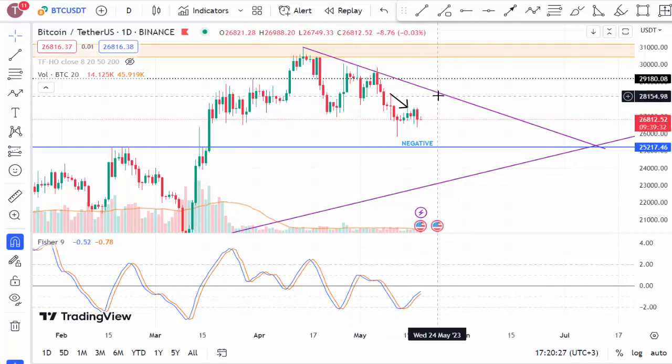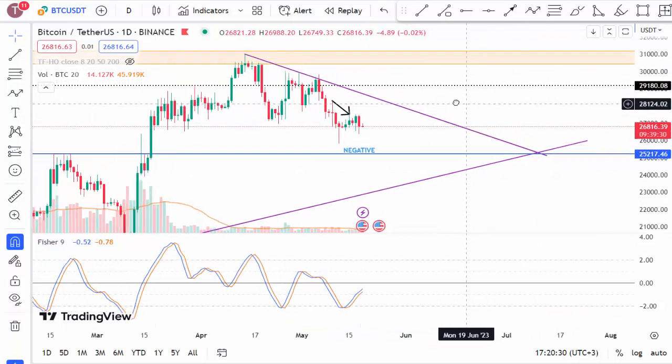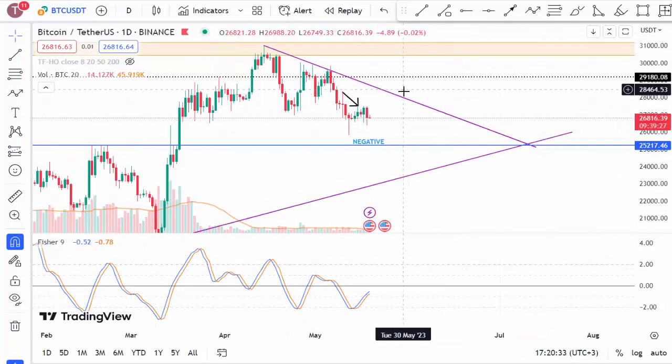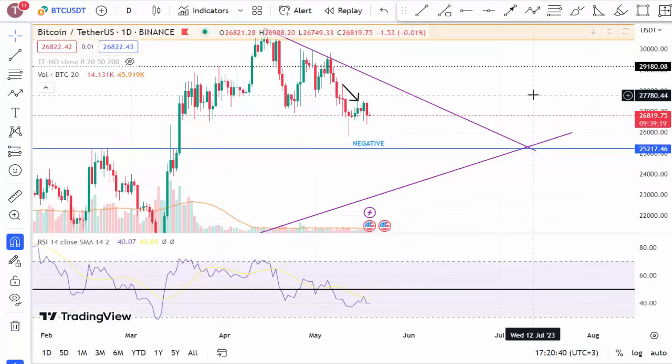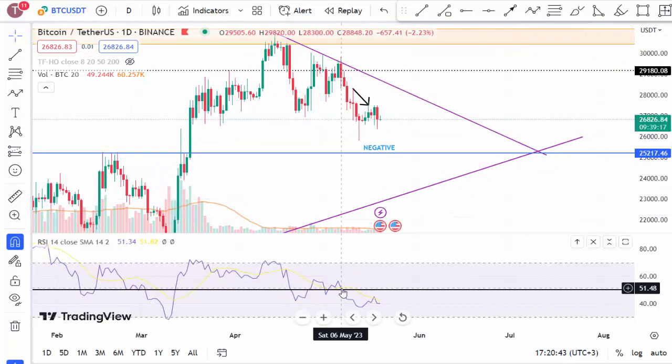Therefore, if we look at it according to Fisher, we can say that the upward movement may last for a short while, but it won't last long. Because we have a resistance zone here. If it reaches this level, there could be a downward reversal. After closing Fisher, let's quickly look at our RSI indicator, friends.